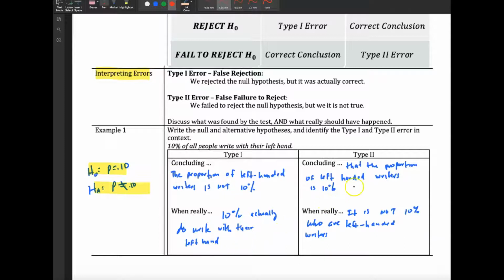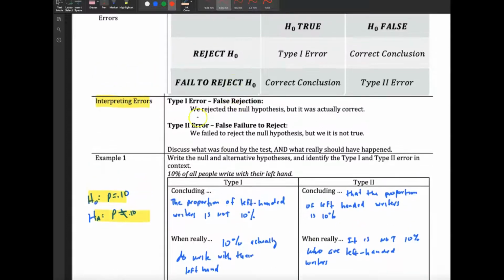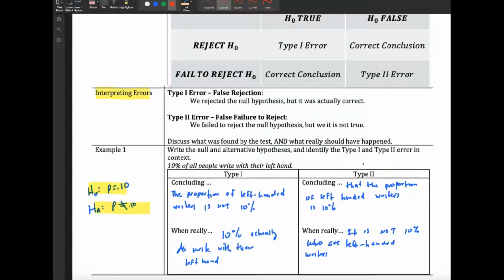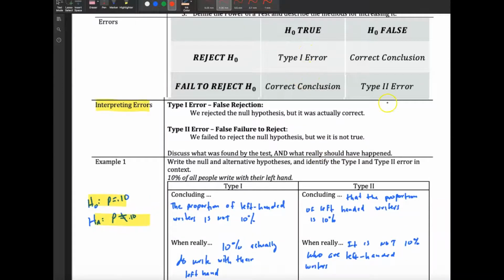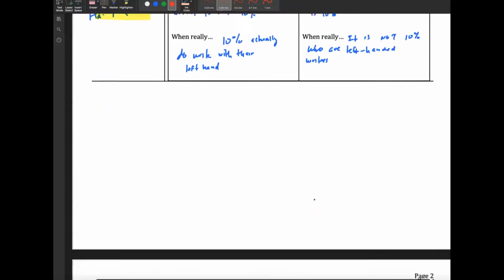A type 2 error would be us concluding the proportion of left-handed writers is 10%, when it's actually not 10% who are left-handed writers. So again, reread that and then connect it back to our decisions. Something's true in the population, and we don't know it because we just have sample data and we've only come to some level of confidence with our decision. That's why we could have these type 1 and type 2 errors with our decisions. And we could also be correct, and we want to be correct as often as possible.